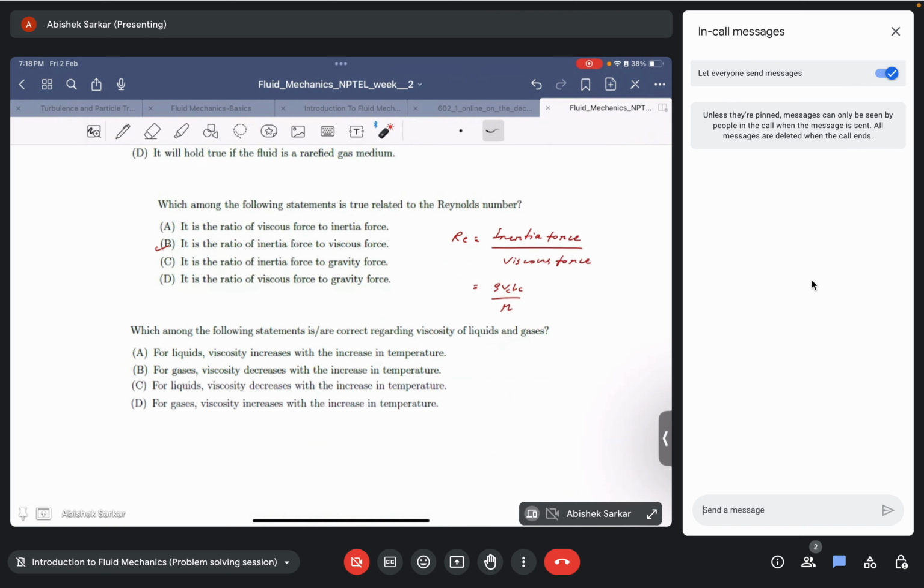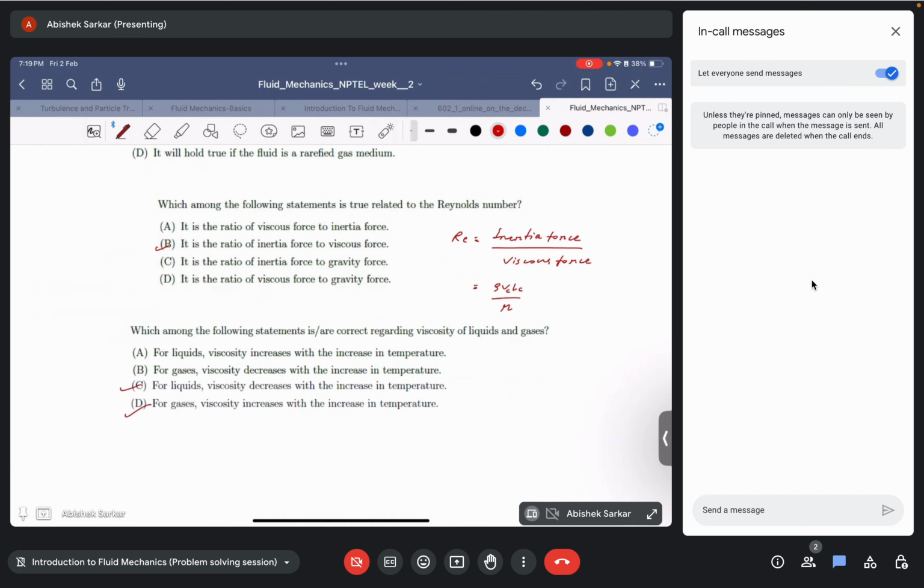Okay, then for question number 3, again there are two correct answers. For the case of liquids, the viscosity decreases with the increase in temperature, primarily because the increase in temperature results in a decrease in the intermolecular forces of attraction between the liquid molecules. But contrary to it, in the case of gases, the viscosity increases with the increase in temperature. Why? Because this increase in temperature results in a higher rate of collisions between the gas molecules, which results in the increase in the viscosity of the gases. So these two are the correct answers.